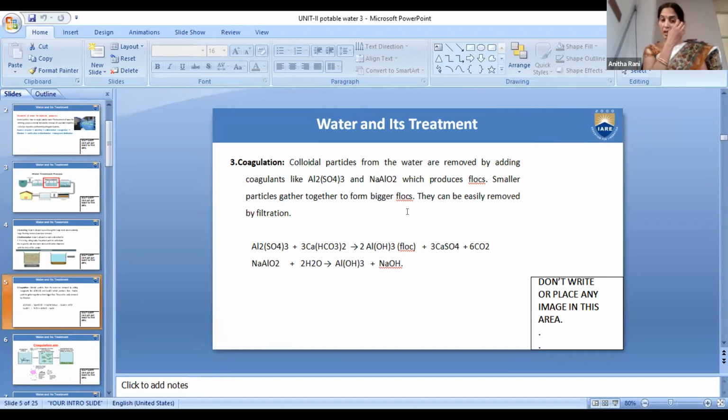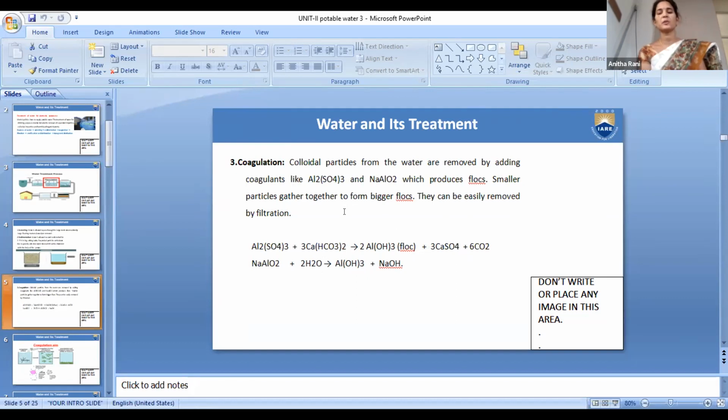So when we are adding this aluminum sulfate and sodium aluminate in water, for example, you see here, sodium aluminate in presence of water, what is produced in water? Aluminum hydroxide floc. Aluminum hydroxide floc. So this aluminum hydroxide floc will trap the impurities, it will attract the impurities present in water.